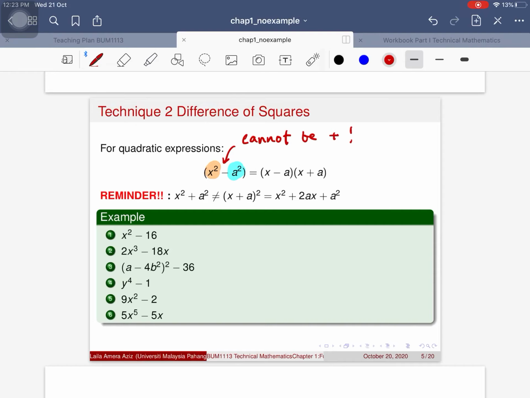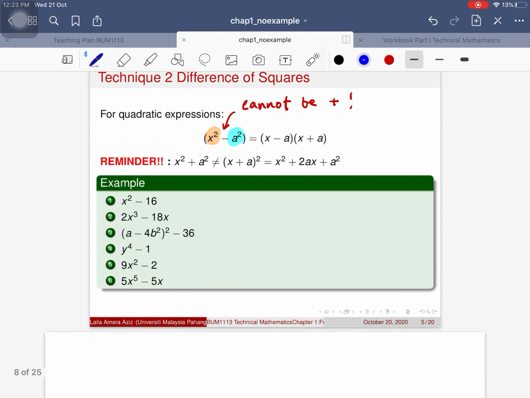So actually, the general formula is going to be something like this. If I have a function f squared minus a function g squared, the factorization is going to be f plus g multiplied by f minus g. Or it could also be the other way around. I can put minus at the front and plus at the back. That's also fine, as long as one is plus and one is minus.